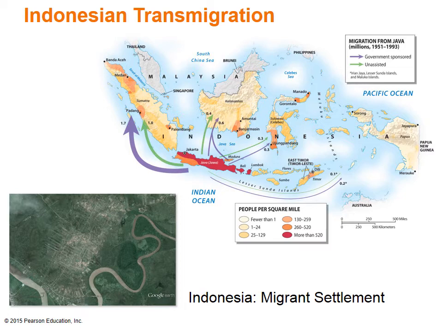This transmigration scheme has resulted in a somewhat more balanced population distribution pattern, but has also caused substantial environmental degradation and intensified several ethnic conflicts. The migration from Java between 1951 and 1993 is shown on the map. The satellite image shows the migrant settlement pattern visible for the Indonesian portion on the island of New Guinea.